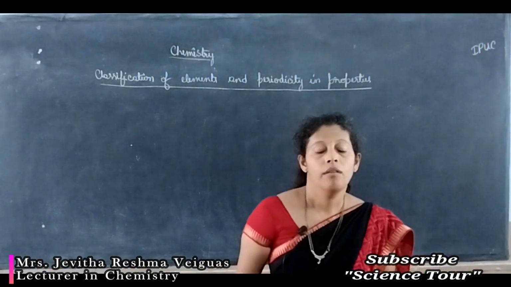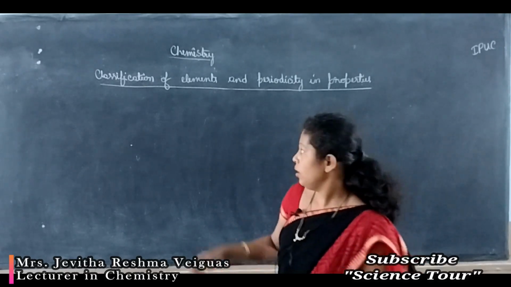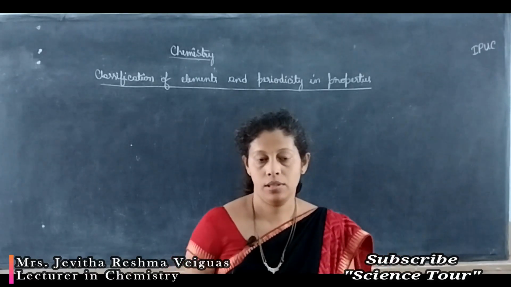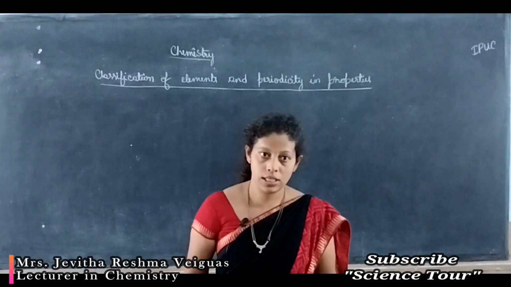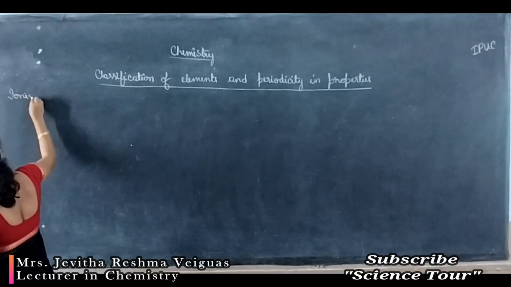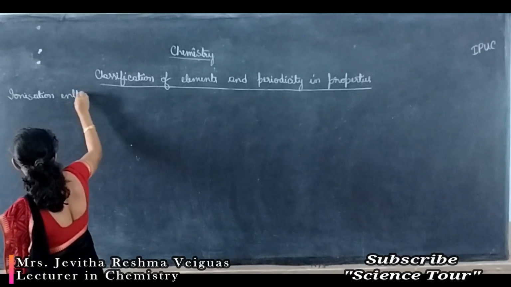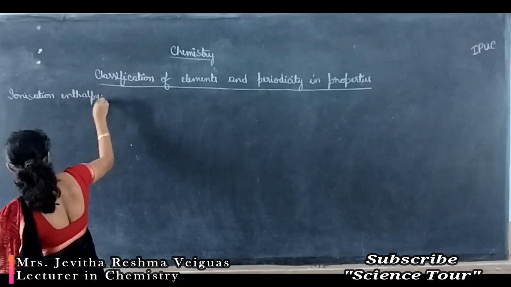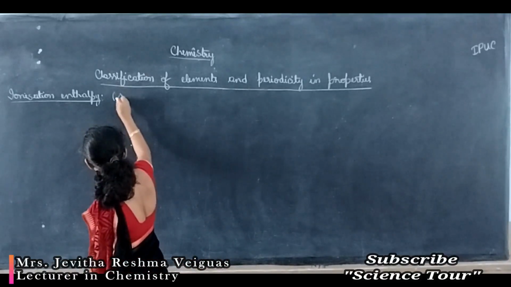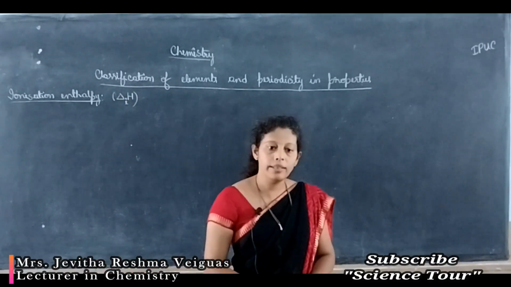Hello students, welcome to chemistry classes. Today we shall discuss a new topic in chapter classification of elements and periodicity in properties. The new periodic property we are discussing is ionization enthalpy. It is denoted by the symbol delta Hi. This is how we represent the ionization enthalpy.